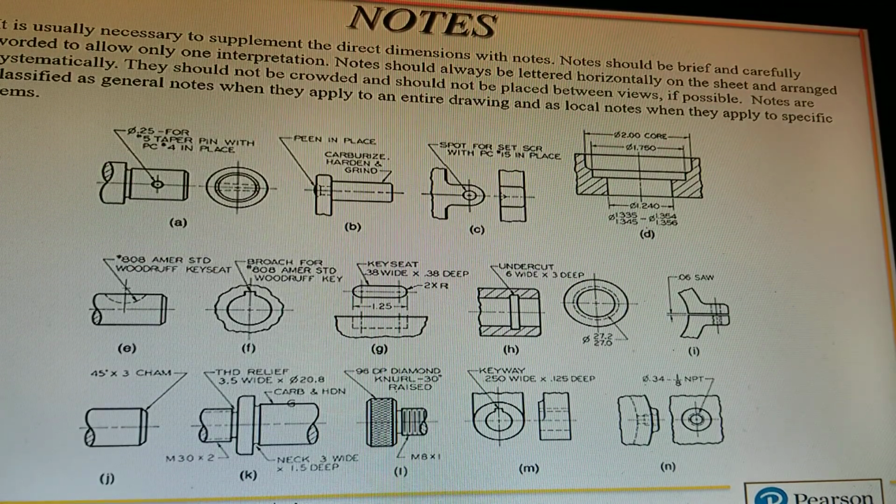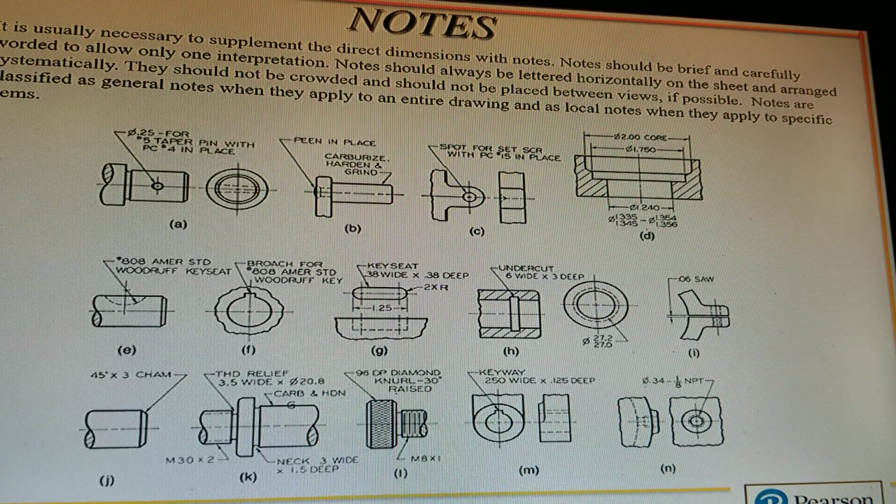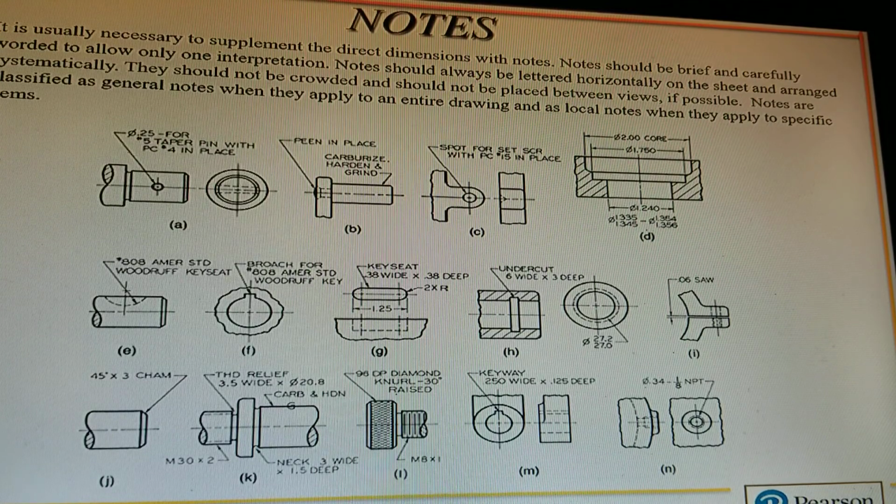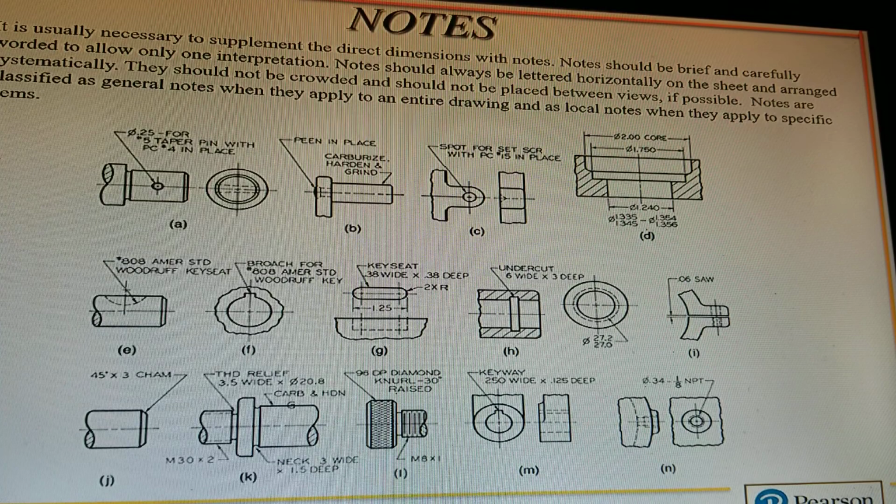Okay, our last, notes. How to write notes: it is usually necessary to supplement the direct dimensions with notes. Notes should be brief, carefully worded to allow only one interpretation. Notes should always be lettered horizontally on the sheet, arranged systematically. They should not be crowded, and should not be placed between views if possible. Notes are classified as general notes when they apply to the entire drawing, and as local notes when they apply to specific items.